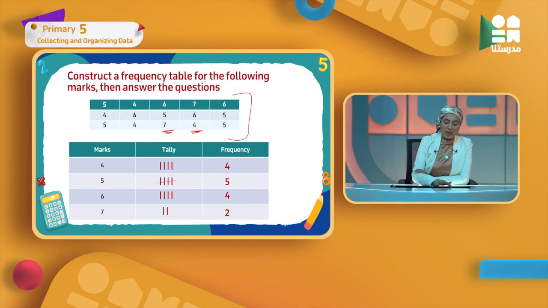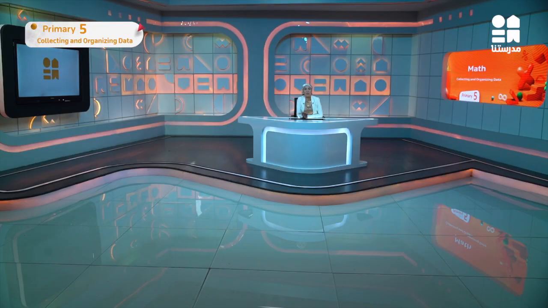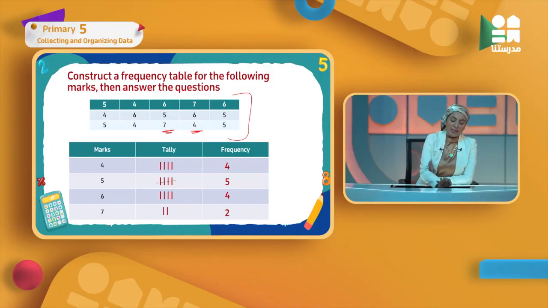What we did is we made our table made up of 3 columns: marks, tallies and frequencies. And we said it's very important to determine the lowest and the highest marks. Why? Because the lowest mark is the mark at which my table starts, and the highest is the mark at which my table ends. So here it's 4, 5, 6 and 7. The lowest is 4 and the highest is 7.